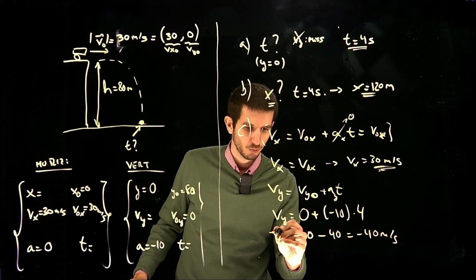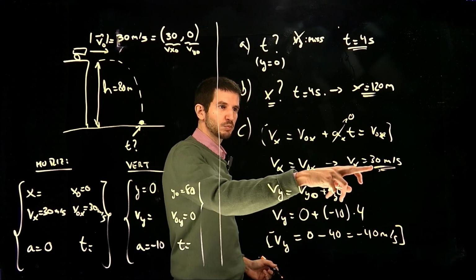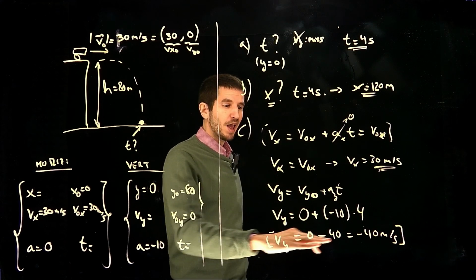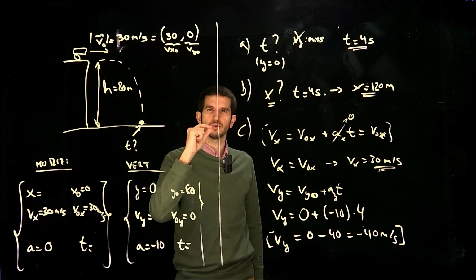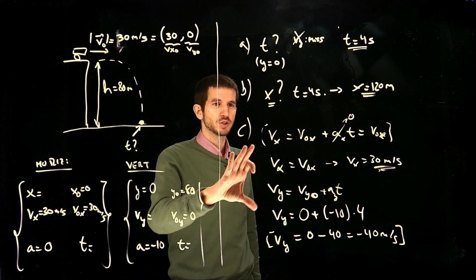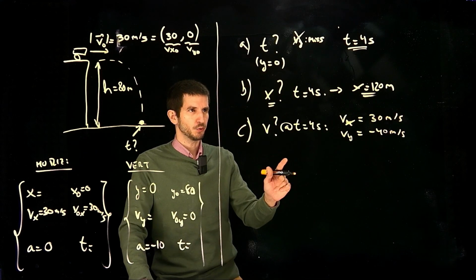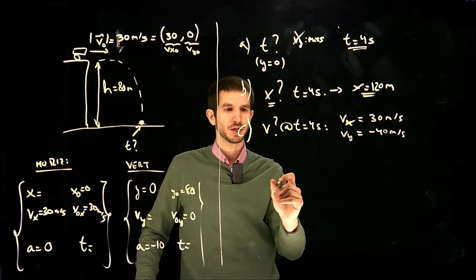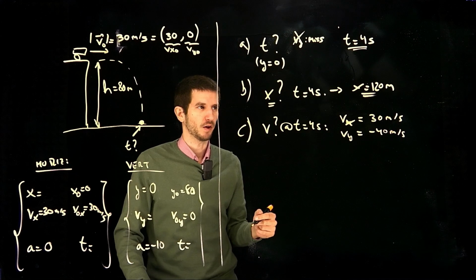Now, we found the final velocity, right? So we have that the x component is plus 30. That means it's going to keep going with 30 meters per second. And the vertical component is minus 40, which is going downwards. Let's draw that in the form of a vector and answer this with a little bit more detail. So now let's see. We have said that the horizontal final velocity is 30 meters per second, and the vertical motion has a minus 40 meters per second.